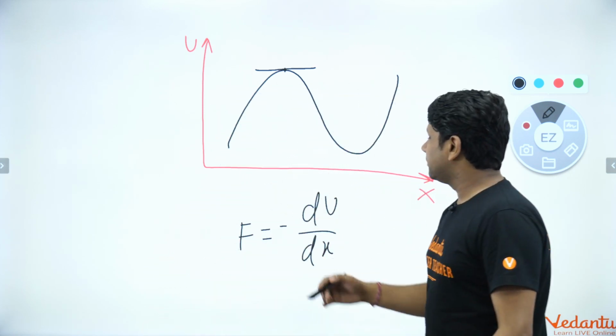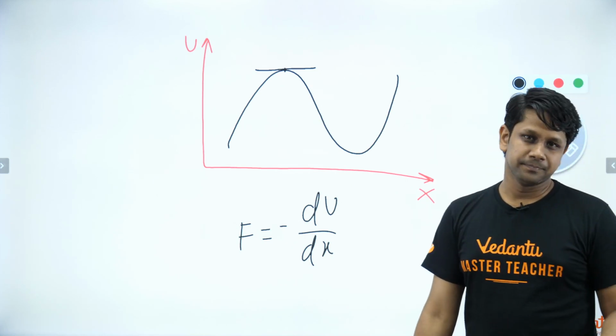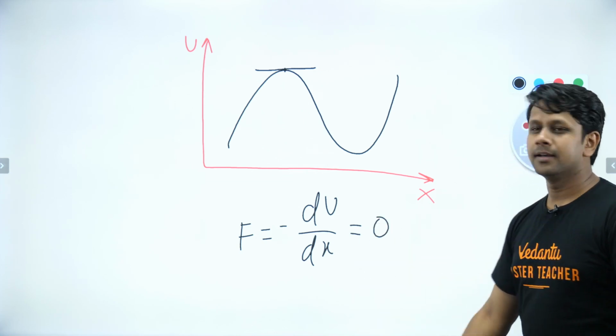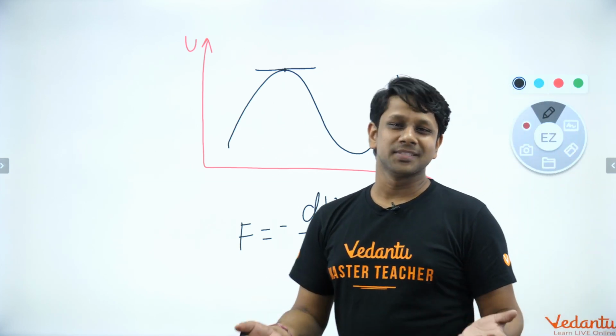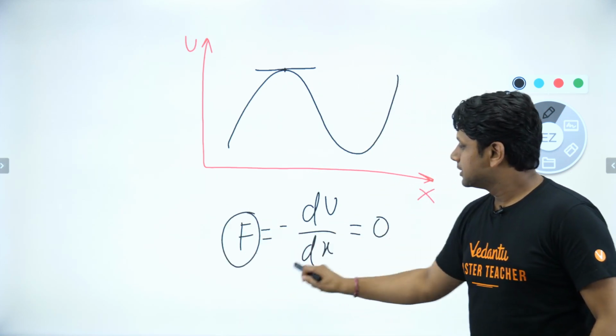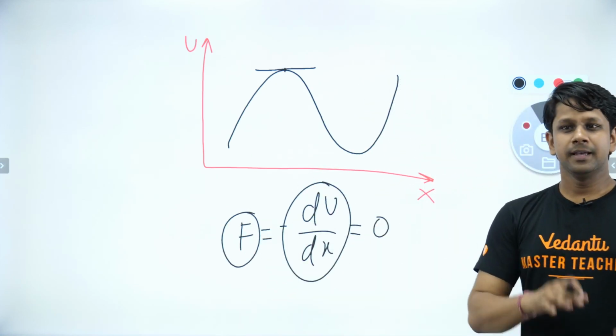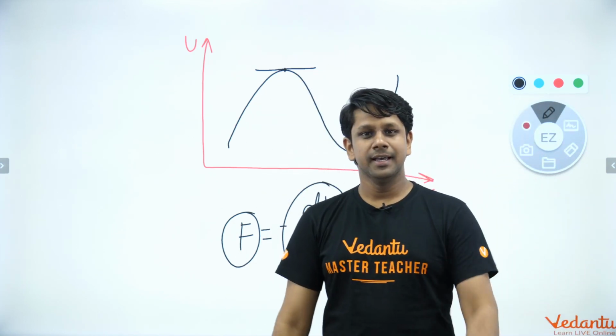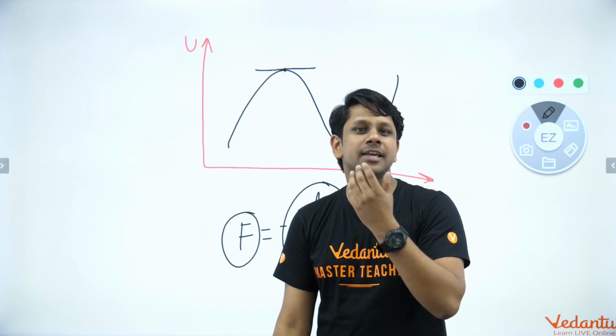Now you only tell me बच्चों, if it is equilibrium, how much should be the net force acting? 0 होना चाहिए क्या force acting? For equilibrium net force कितना होना चाहिए? 0. And if net force has to be 0, slope has to be 0. इसका मतलब क्या हुआ? Wherever slope is 0 in this equation, there you will get equilibrium.